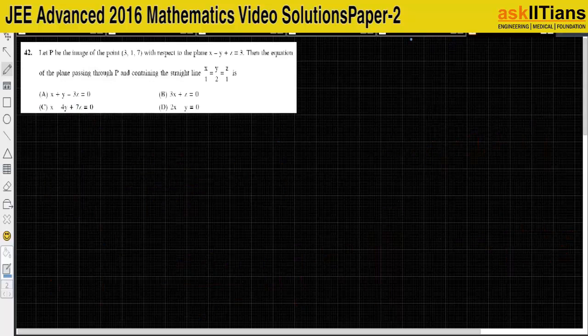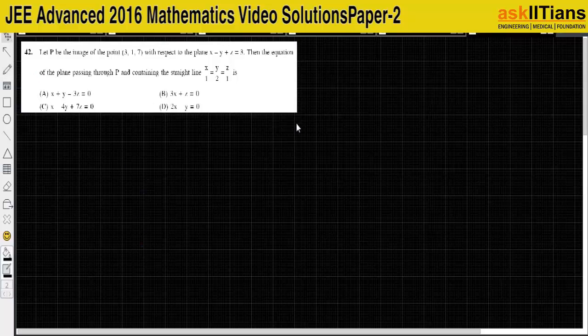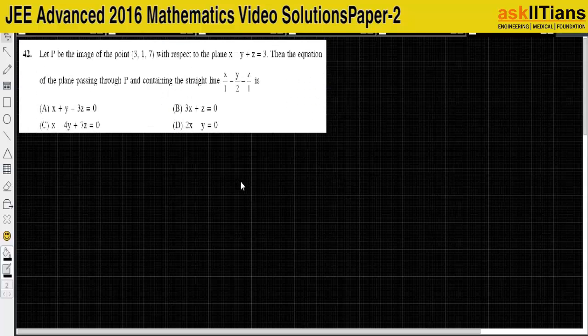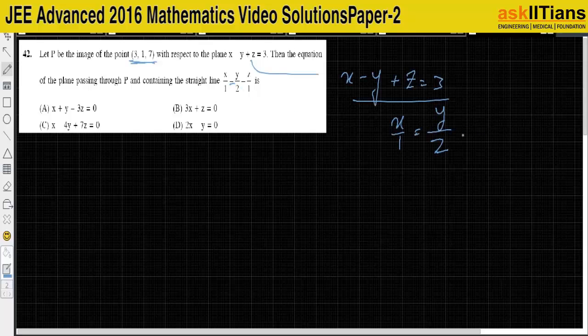And question number 42. Question number 42 says that let P be the image of this point with respect to this plane. This plane is x minus y plus z equal to 3. Okay. And then the equation of the plane passing through P and containing this straight line, right? X by 1 is equal to y by 2 is equal to z by 1. This is the straight line which is given in the question. This is the plane which is given in the question.